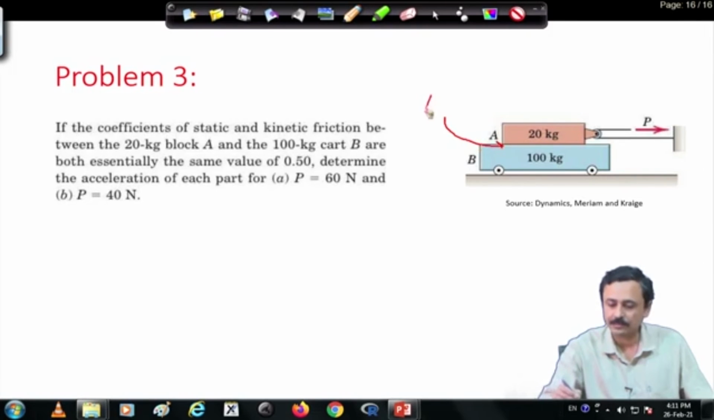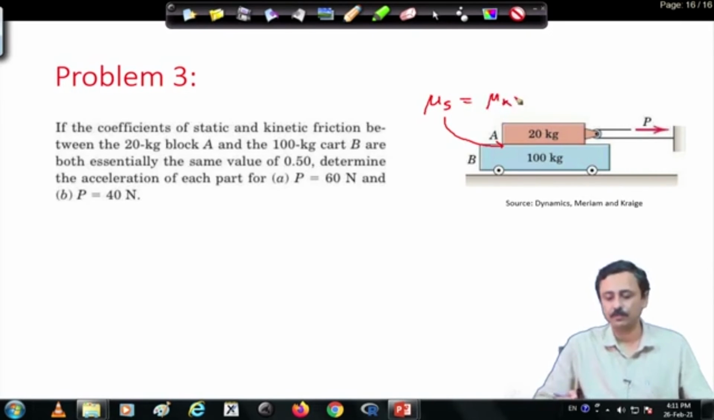At this interface, you have friction, mu s, the static coefficient of friction, and mu k, the kinetic coefficient of friction, both are equal as given in the problem statement. And there is a force that is being applied through this inextensible string, which goes over a pulley which is attached to only the 20 kg block. The response of the system is asked for two values of P, one is 60 Newton, the other is 40 Newton.